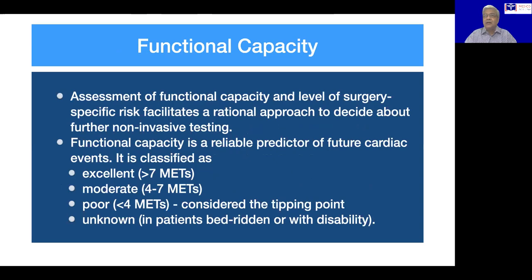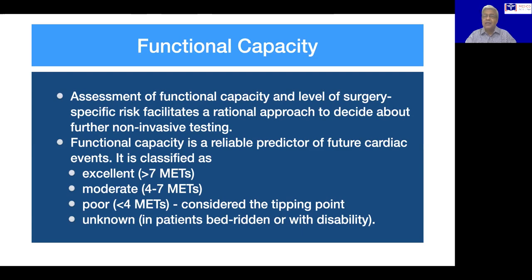The functional capacity assessment and the level of surgery assessment should be done very carefully because it helps us decide the risk of the patient and also helps us decide how we should assess the patient further and decide whether the patient requires further investigations and further evaluation. Generally, we consider the functional capacity as a very reliable predictor of future cardiac events.